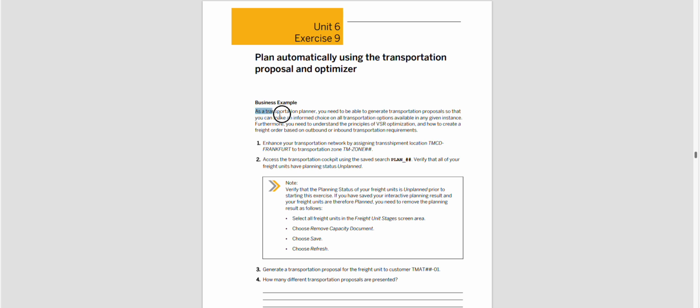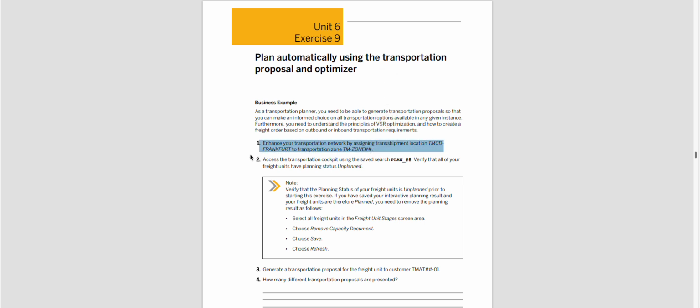So the business example is we need to create this proposal so we can make a choice based on the available options. And we need to understand the principle of vehicle scheduling and route optimization, so like an optimization algorithm from TM, and how we can create orders based on the outbound and inbound transaction requirements. All right, let's get to the first step.